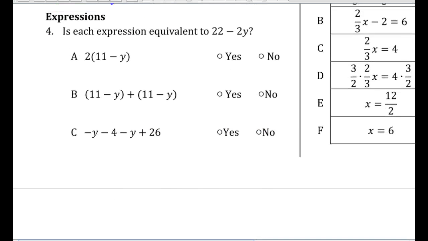And number 4, which is equivalent to 22 minus 2y. Okay, let's just go ahead and distribute. We have 22 minus 2y. That one's a yes.